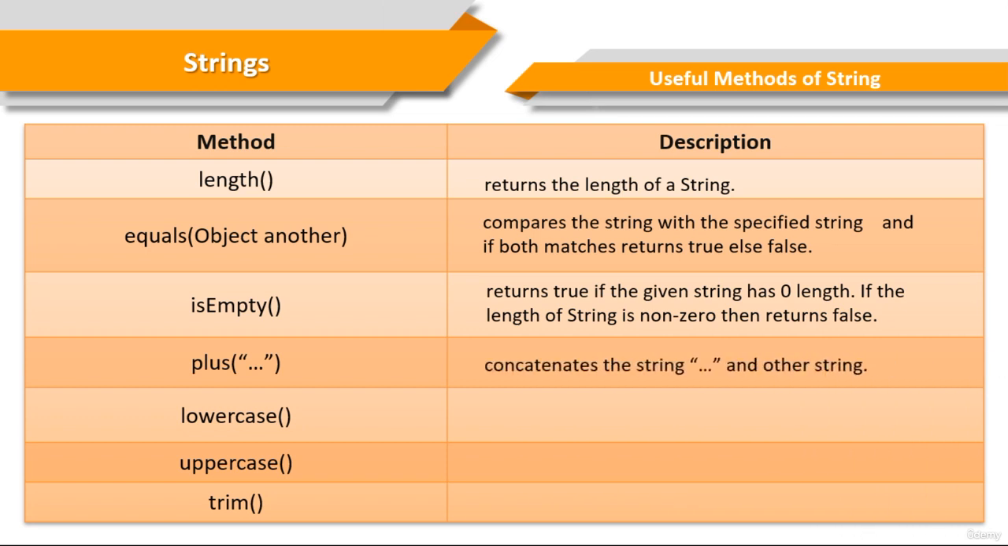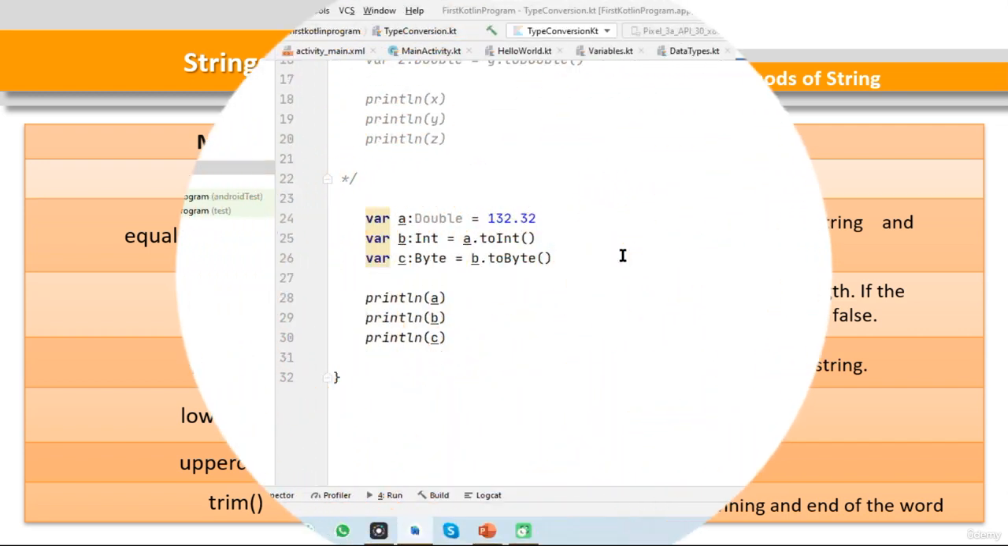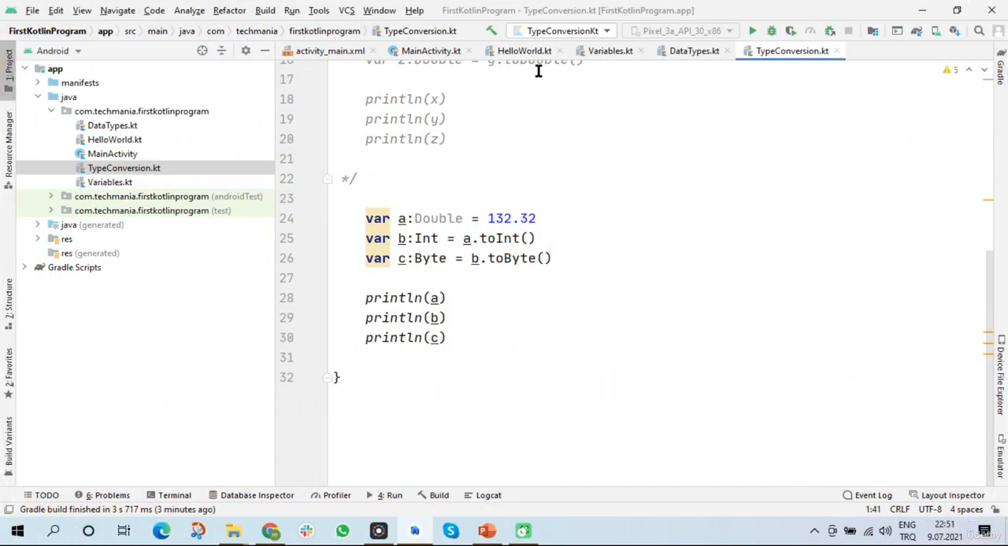The plus method adds a string expression enclosed in parentheses to the end of another desired string expression. Lowercase method returns a string in lowercase. Uppercase method returns a string in uppercase. Now the trim method removes spaces at the beginning and end of the word. Cool. All right, so we'll move over to Android Studio and warm up with some practice.